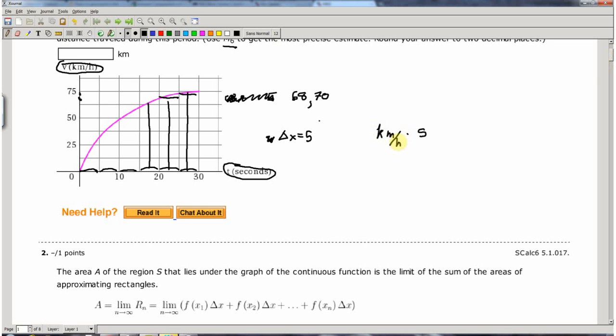And so to make this into kilometers, you have to divide your answer by 3,600. I'll just write it down. Divide by 3,600. And the reason you do this is to put the units in kilometers. All right, so let's keep going here.